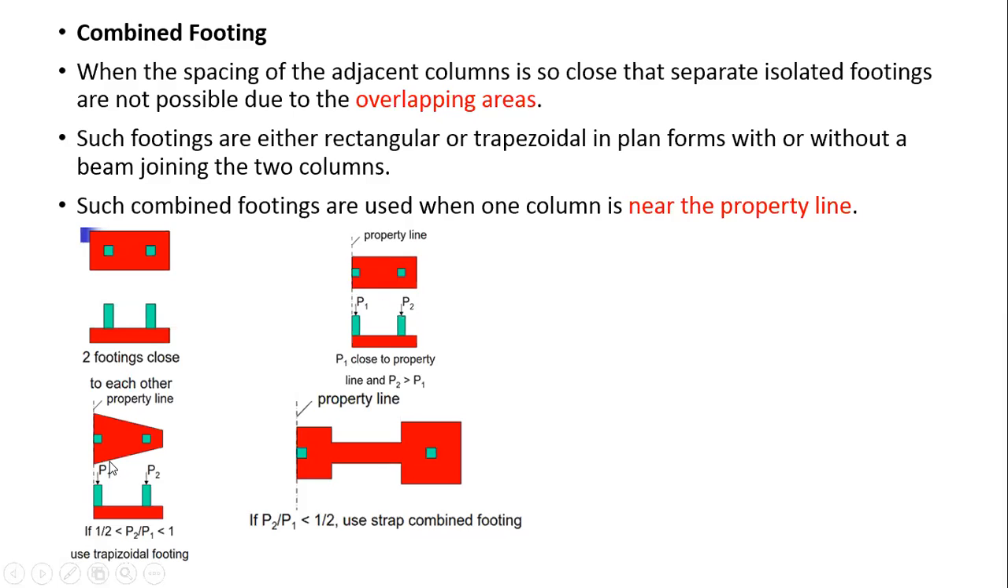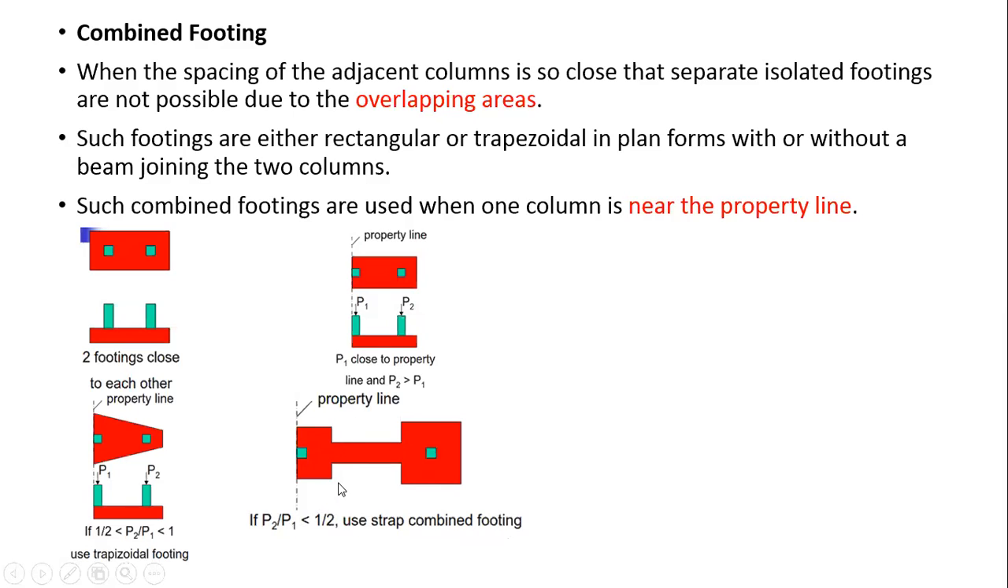Now suppose that, come to the third condition. Again, this is my property line here. Okay, but the ratio of P2 by P1 is between 0.5 to 1. Then in that case, we have to use trapezoidal footing with more width of the trapezoid near the property line here. Okay. Now suppose that if P2 by P1 is less than 1 by 2, okay, this is my P2, this is my P1. If P2 by P1 is less than 1 by 2, then in that case, I have to use a strap combined footing.